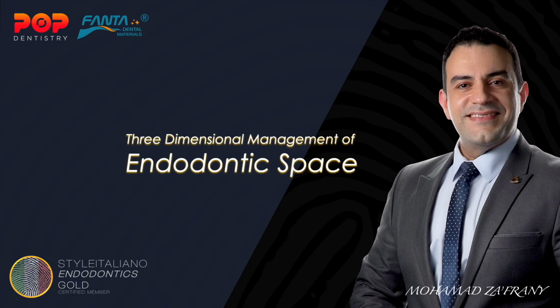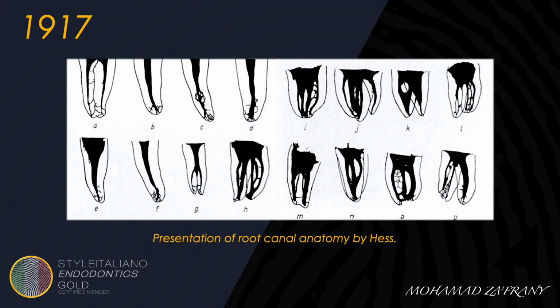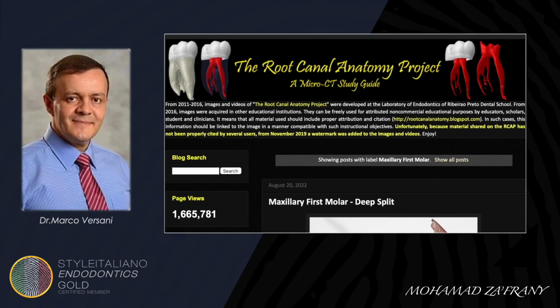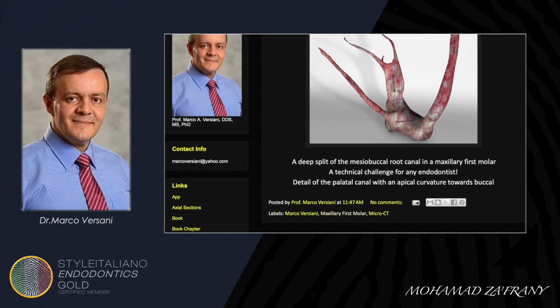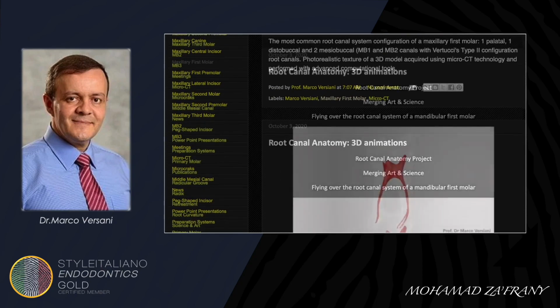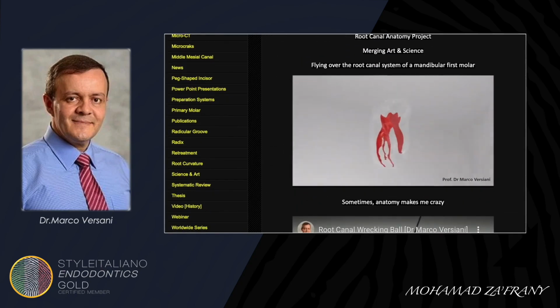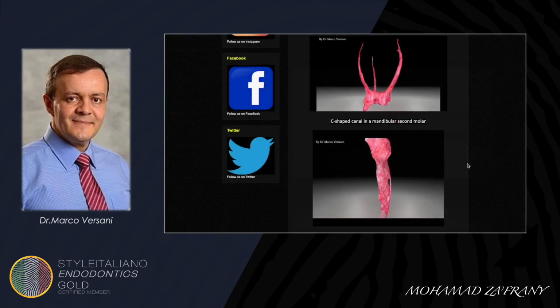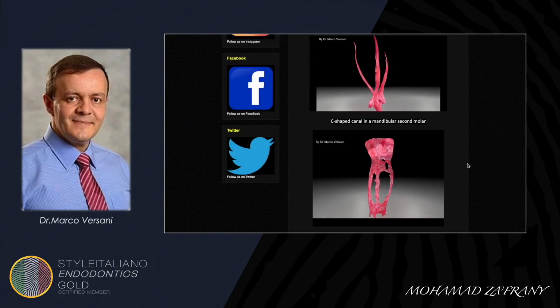Okay, so my presentation today will be about the three-dimensional management of endodontic space. Many of you know that in 1917, Hess and his colleagues demonstrated the internal anatomy of the root canal system as a complex structure. If you're interested in seeing the complexity of the root canal system, you can follow the work of Dr. Marco Versiani and the Root Canal Anatomy Project website, using modern micro CT scans to get more familiar with the internal anatomy of the root canal system.